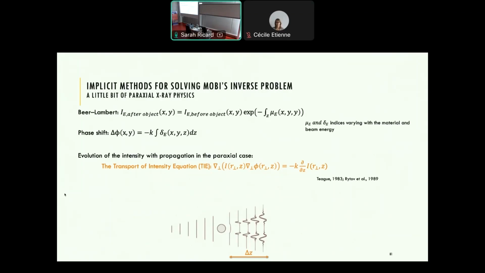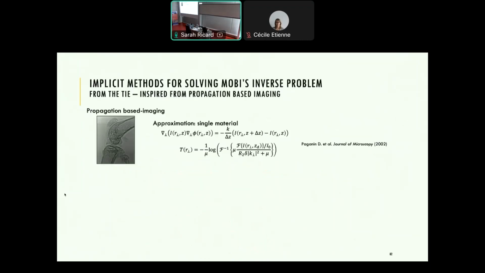In equations it is this one. This is called the transport of intensity equation. It has been mainly used since the 1980s, and for X-rays, in our case, it was translated with the difference between the image and the reference. Sorry, I'm too fast. This is propagation-based imaging, just by moving the detector away. This is how it evolves with Z, the propagation distance.